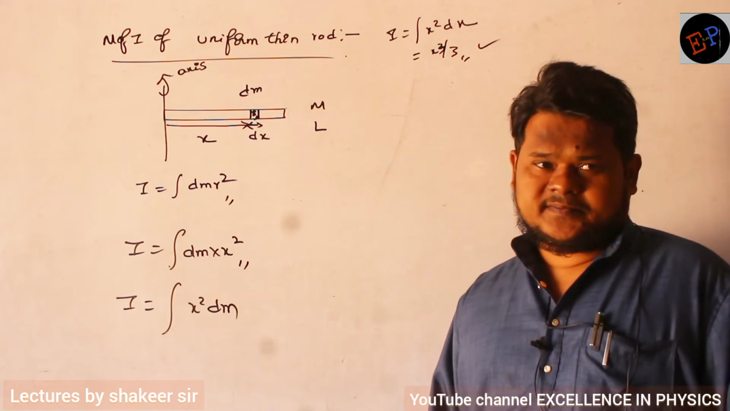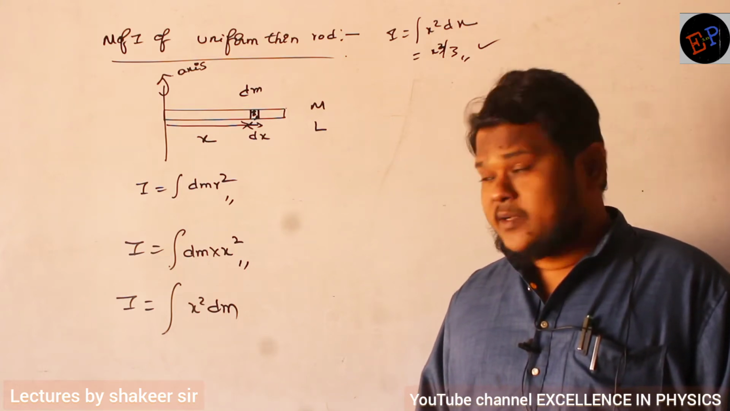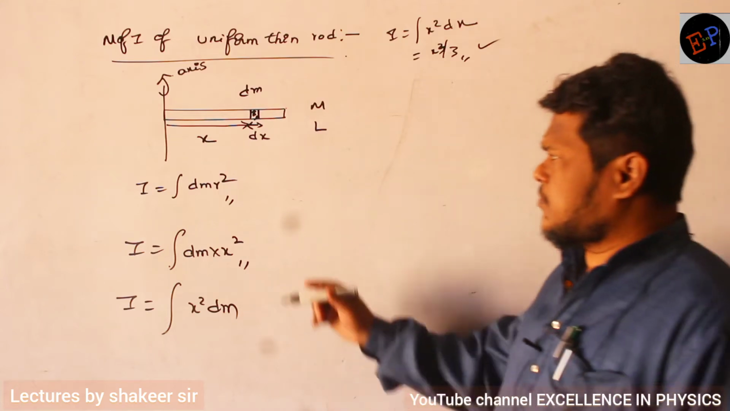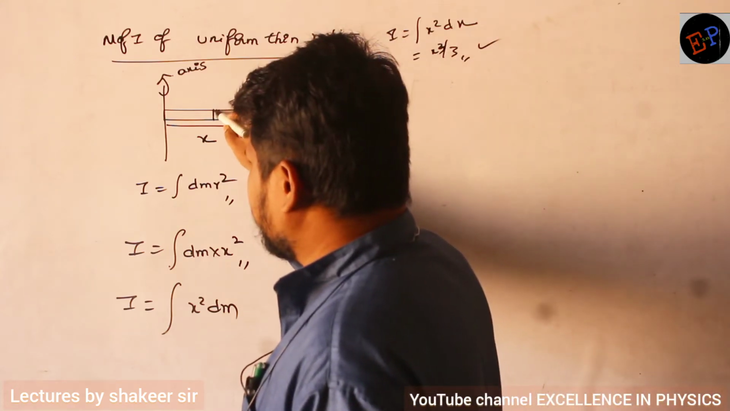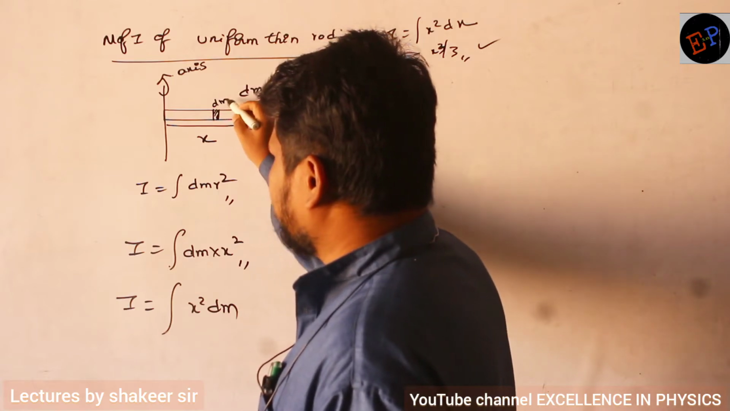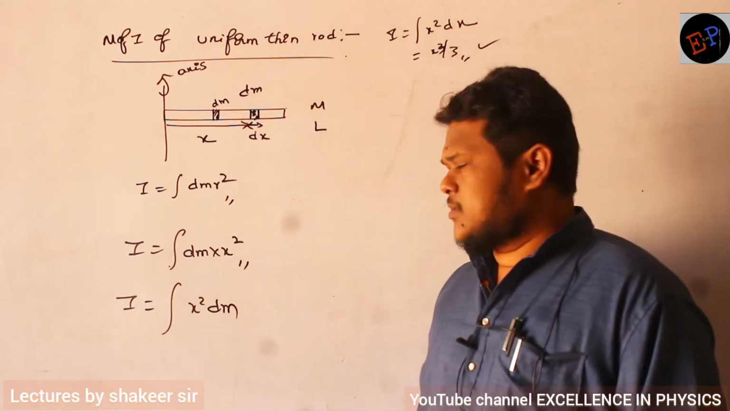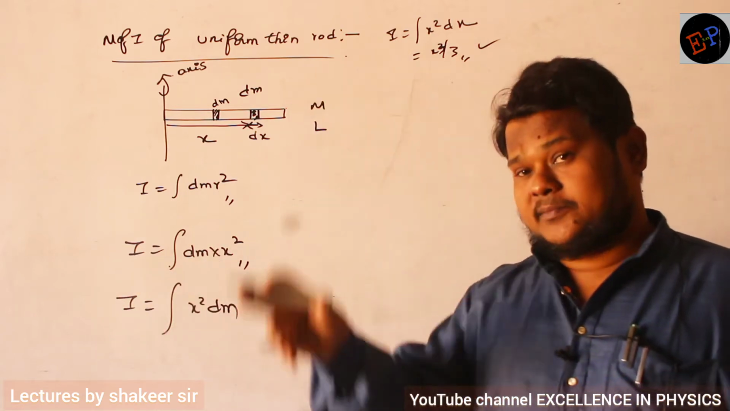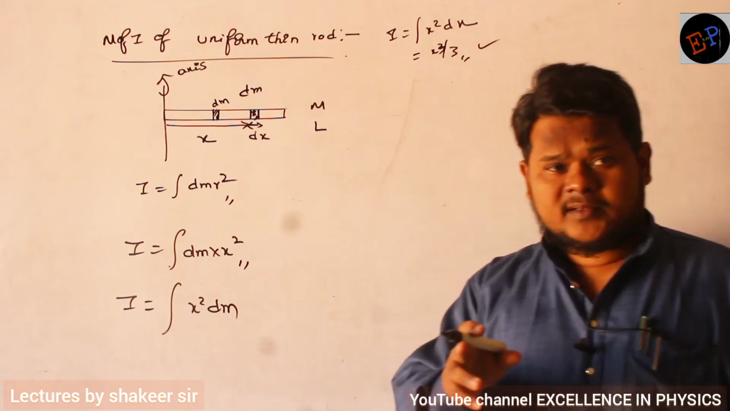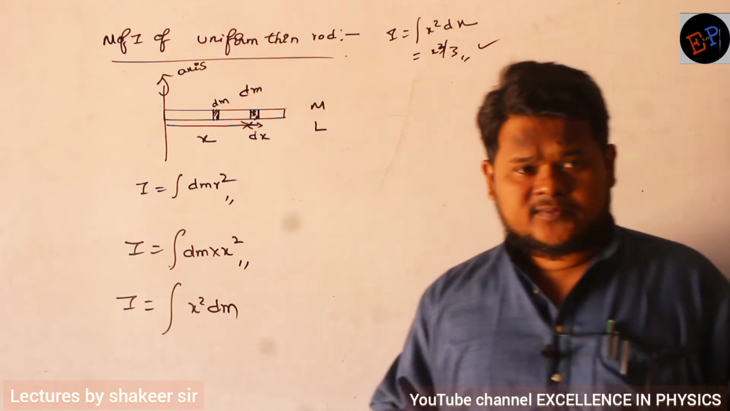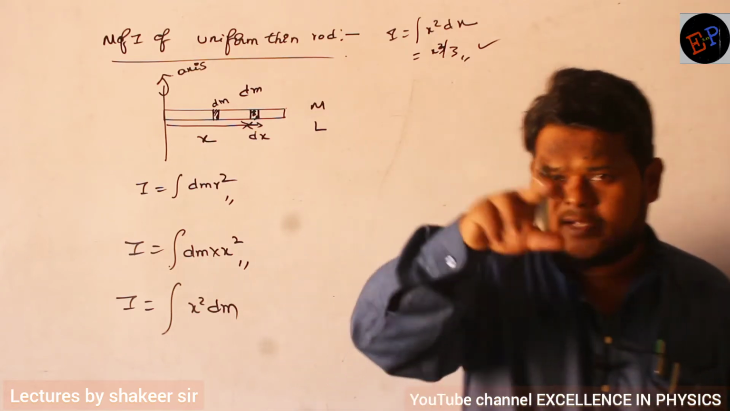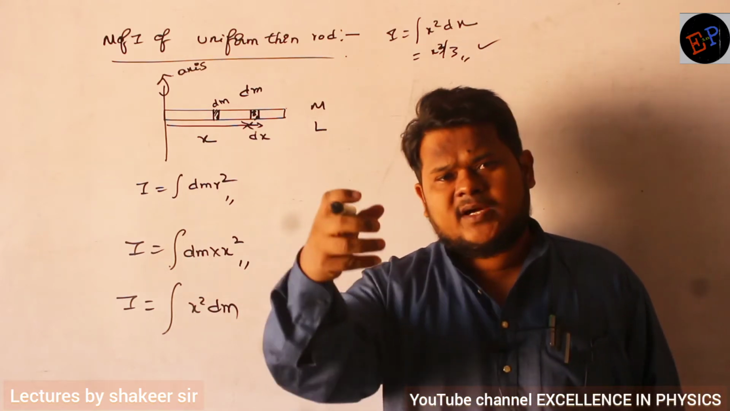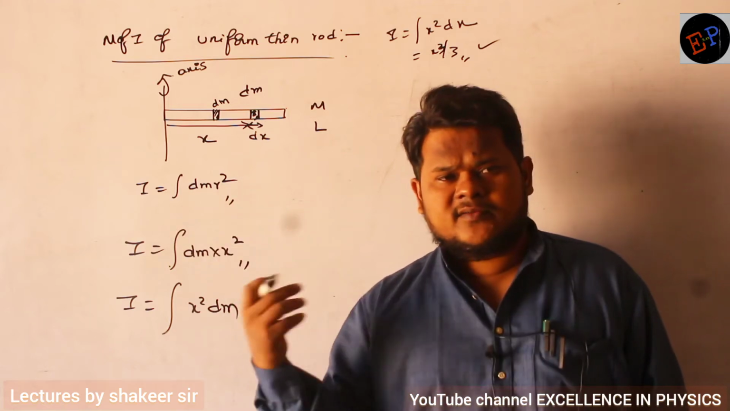Mass is not a constant. The mass is the same, but the x value is different. For example, if you take one dm here, understood, no? dm is okay, but the distance is different. So the x value you cannot take out of the integration like we have done in the ring. In the ring, what we have done: for every dm, x is the same, no? Because that is how the ring is present. For every dm, x is the same. So we have taken x out of the integration and done the calculation.